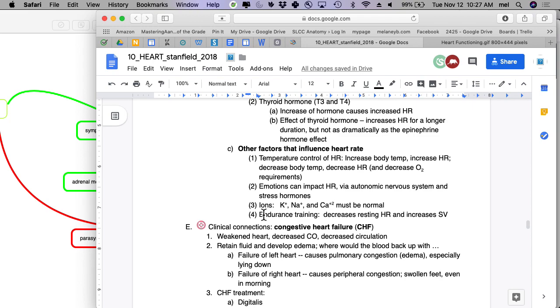And then endurance training. So what happens when you start endurance training? Why was Lance Armstrong such a freak of nature? Well, first of all, his genetics predisposed him for that. But then, in addition, he didn't just sit on the couch and expect to be a champion. He took drugs. No, I'm just kidding.